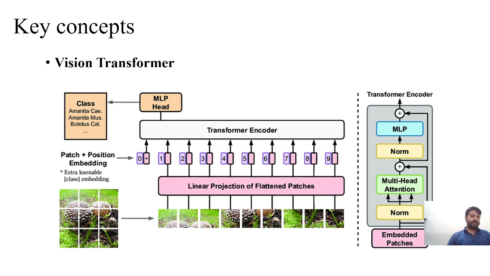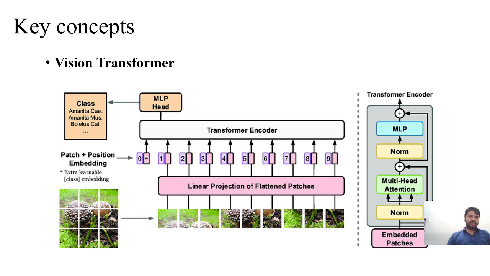For example, if the size of the image is 224 into 224 and the size of the patch is 16, then we get the patches of size 14 cross 14, means 196 total patches. Then these patches pass through the linear projection of the flattened patches, means we multiply the weights and add the biases. Then position embedding is appended to the flattened patches because the vision transformer is position invariant.